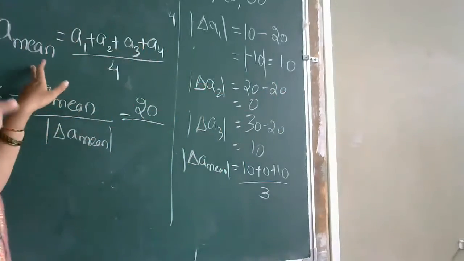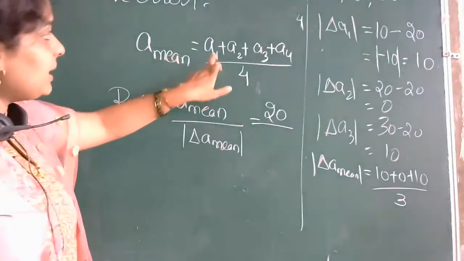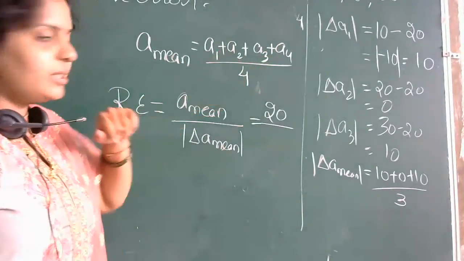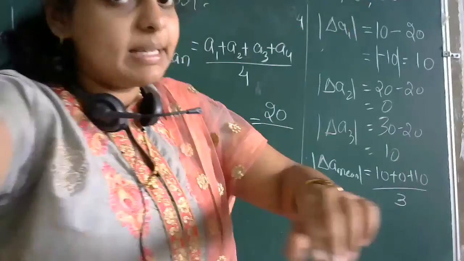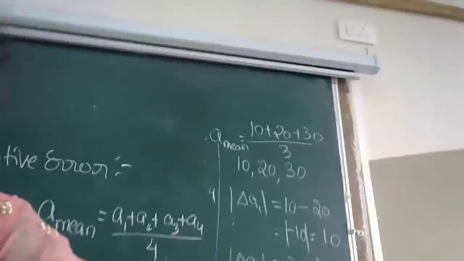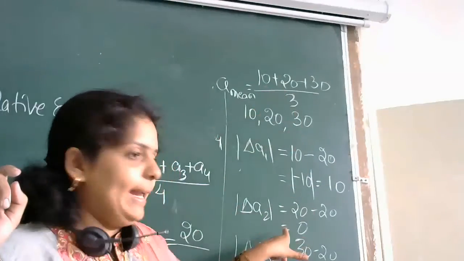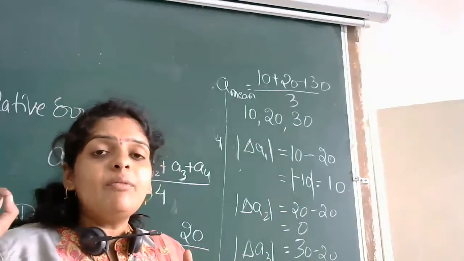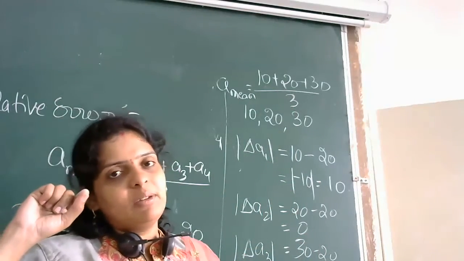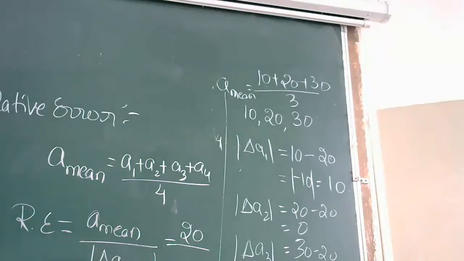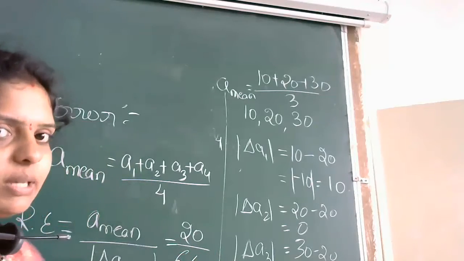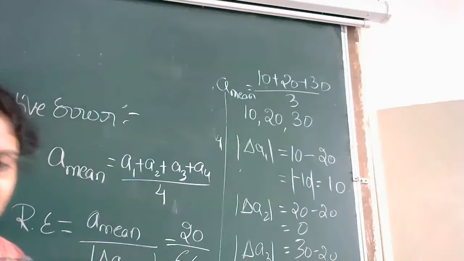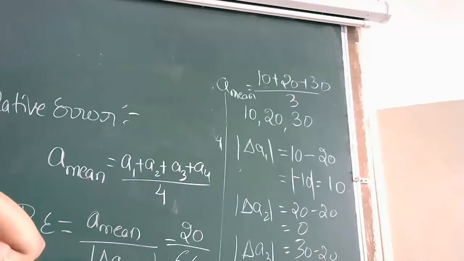In physics, how do you do this example? How did you get A mean? A mean consists of A1, A2, A3, all the terms. Here you can see 10 plus 20 plus 30, all 3 terms are there. Your delta A mean also should include the result of that A2. Therefore you get the mean value as 6.66. I hope it is clear to everyone. So now you can do the calculation. I have just given you an example. Is it clear? Relative error?